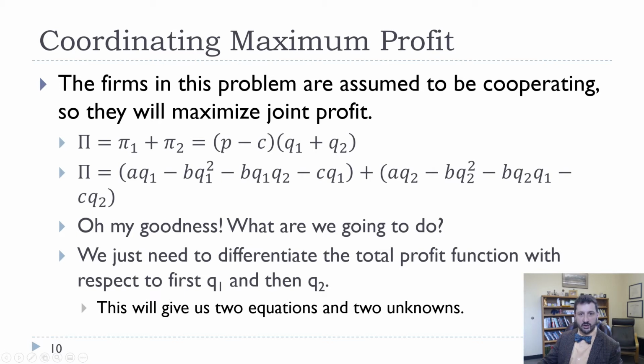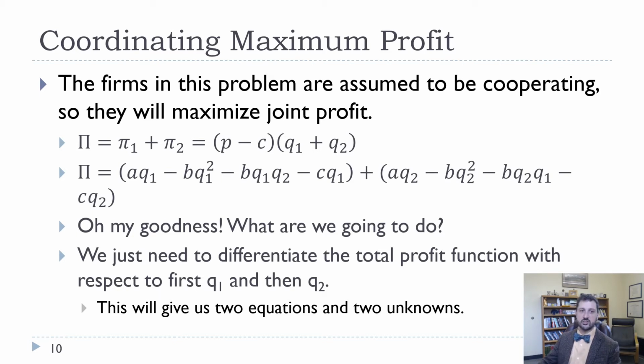And we get this sort of profit function where we have profits of firm 1. That's just what we had before, AQ1 minus BQ1 squared minus BQ1 Q2 minus CQ1, plus the profits of firm 2. AQ2 minus BQ2 squared minus BQ2 Q1 minus CQ2. And now you're thinking, oh my gosh, that is crazy. I don't know what we're going to do. We got too many Qs with too many subscripts. What are we going to do? Actually, it turns out it's pretty simple.